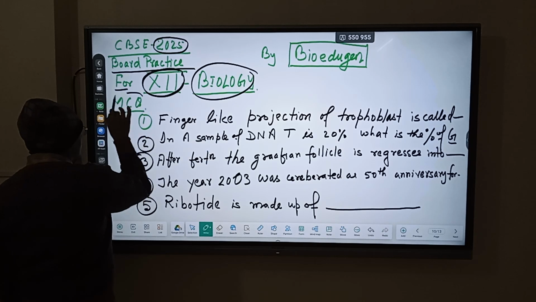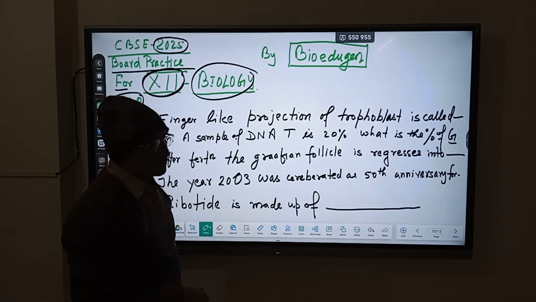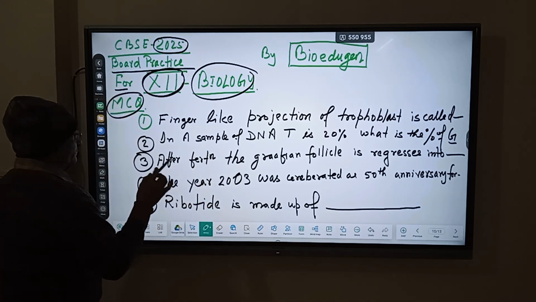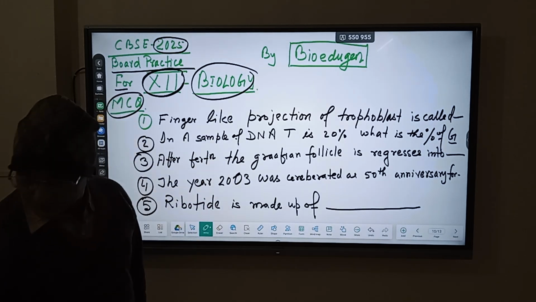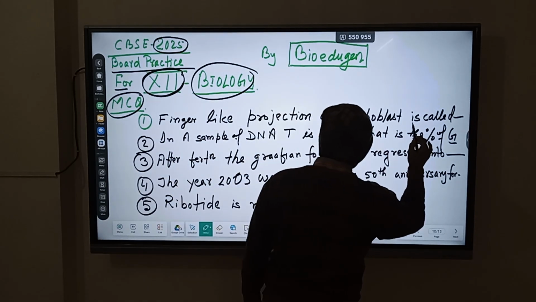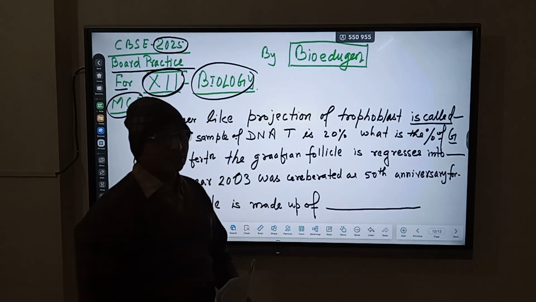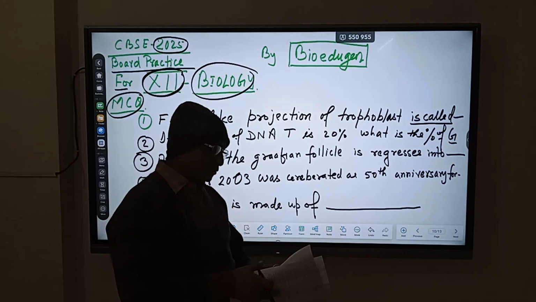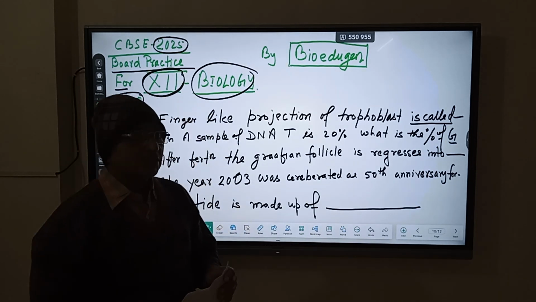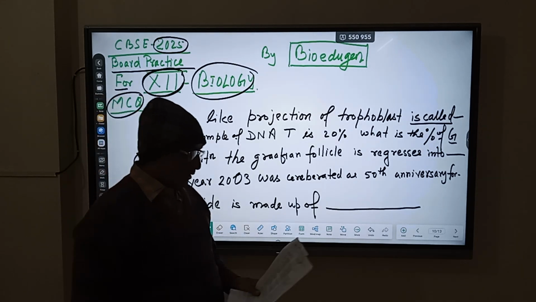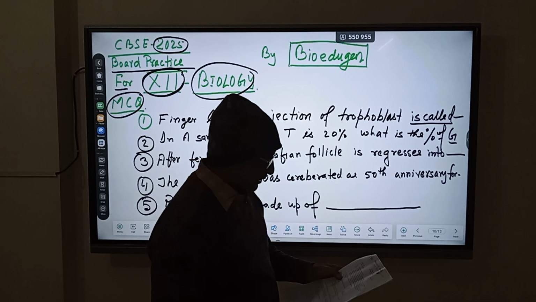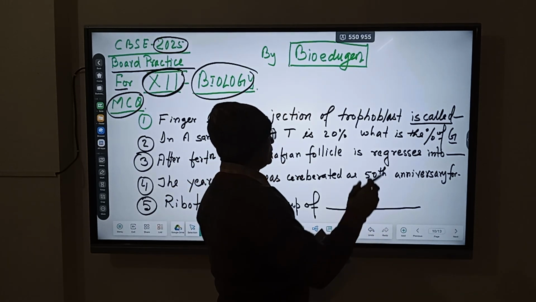Biology MCQ. Today we are starting on MCQ type of questions. The first question to answer is: the finger-like projection of the trophoblast is called. A finger-like projection that develops during implantation in the mother's womb is called chorionic villi.